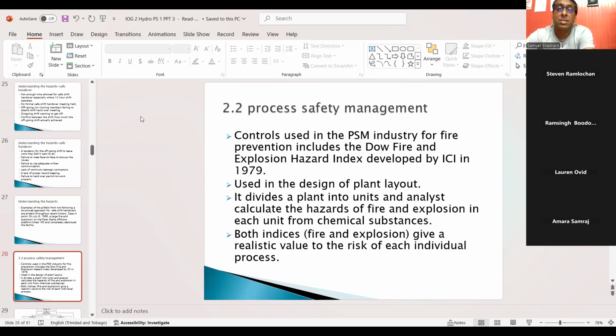Right? Process safety management. That means we finished 2.1. Remember, I told you in the beginning, we wouldn't reach 2.2, but we might reach 2.1, right?